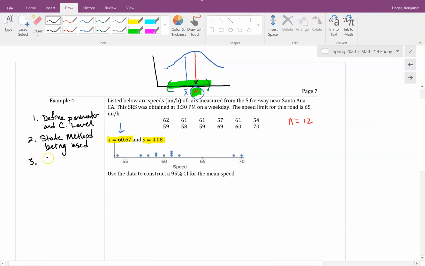3 is check the requirements. Make sure our statistics are legit. Check independent, random, and large enough. 4, do the thing. Find the confidence interval. So that's where the actual calculation takes place. And then 5 is interpret or state your findings. Those are always our 5 steps, okay?